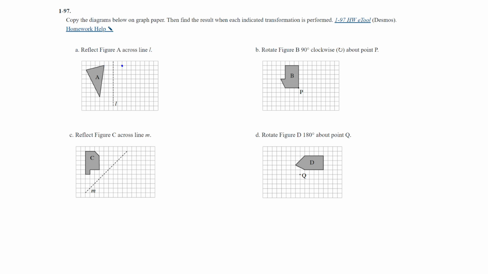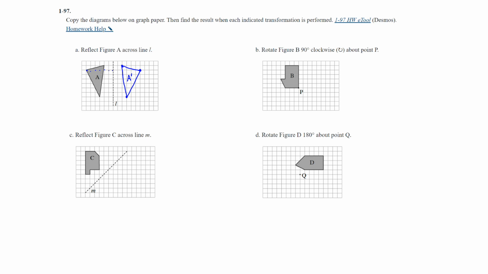So since they don't have the vertices labeled, let's plot the points. This point over here is 1, 2, 3, 4, 5, 6. So 1, 2, 3, 4, 5, 6. This one's 3 away, so it'd look like this. And that represents the reflection across the line L. So we'll just call this whole figure A prime.